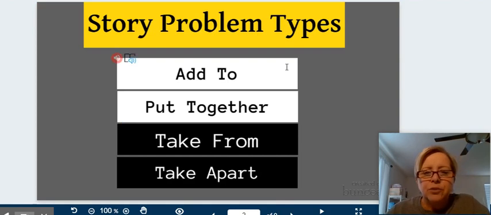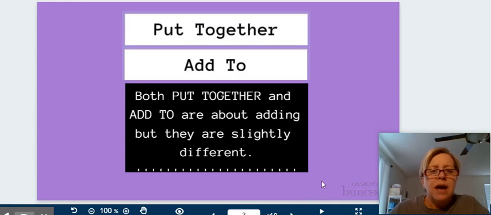And so the actual types, the 4 types are add to, put together, take from, take apart. Your learning target for today, I broke it up a little bit into smaller chunks, is that by the end of this lesson, you'll be able to tell the difference between an add to and put together, and you'll be able to identify those kinds of problems. Okay, so listen super closely. This is pretty easy. I think you're going to catch on to it quickly. So put together, add to are about adding, but they are slightly different. And let me show you what the difference is.